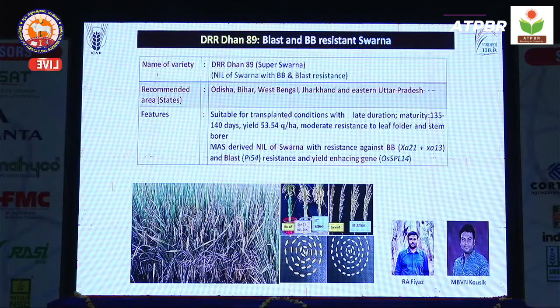And we could do the same work in Swarna's background also, wherein along with bacterial blight and blast resistance, we could transfer some of the yield enhancing genes also.